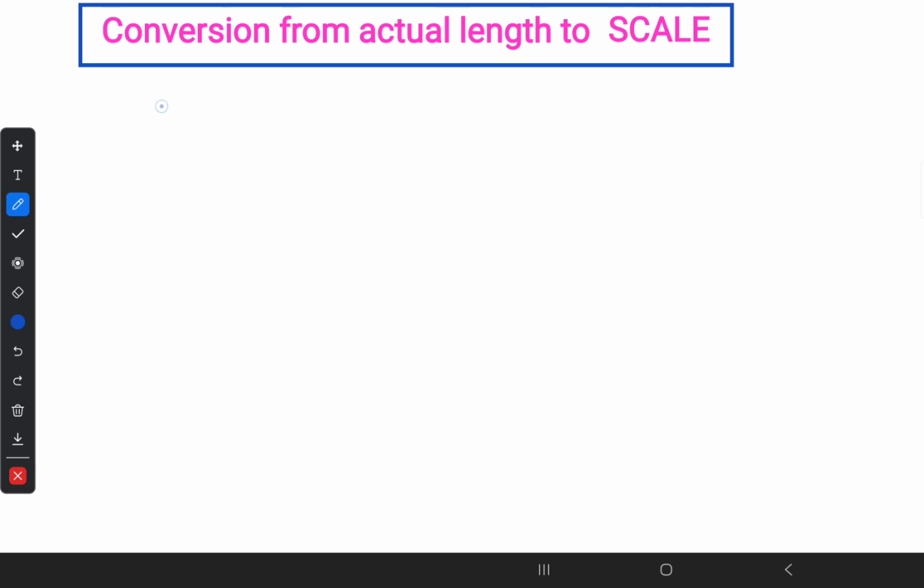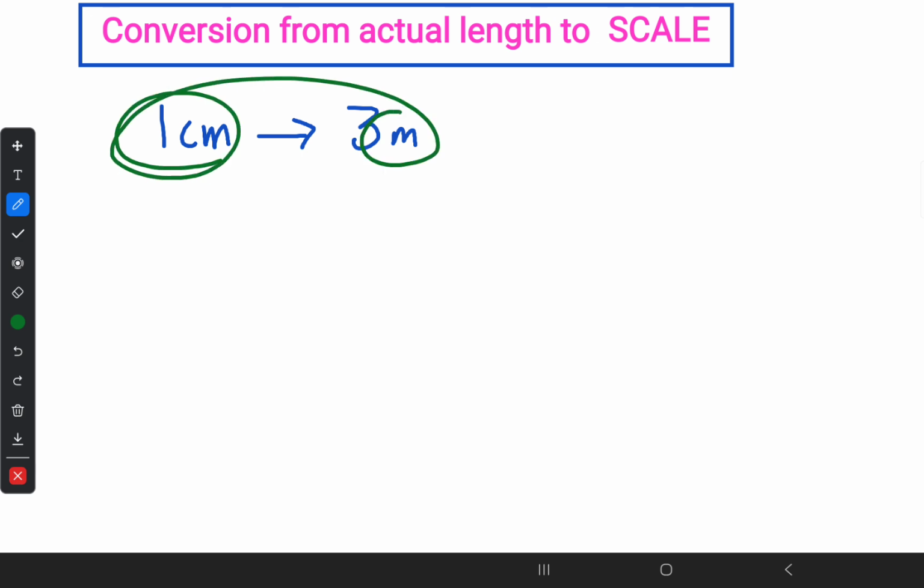In my map, 1 centimeter is denoting 3 meters. Okay, 1 centimeter in my map, in the actual world, is denoting 3 meters. We have the data about the length. You should convert that one to scale. First, what you have to do is, this is in centimeter, this is in meter. You have to make both of them identical units.